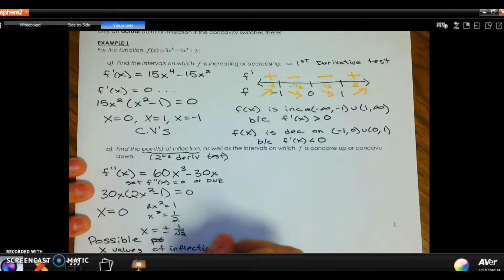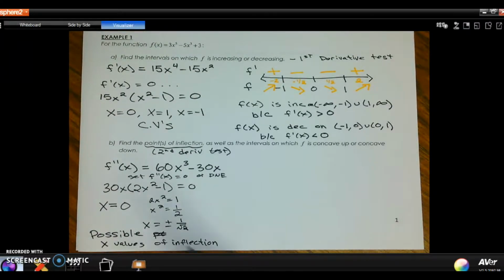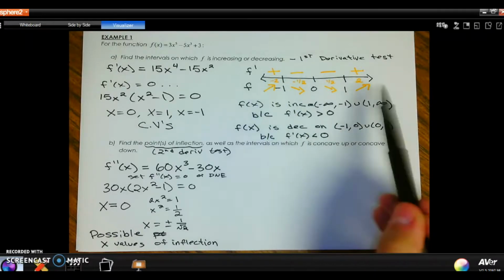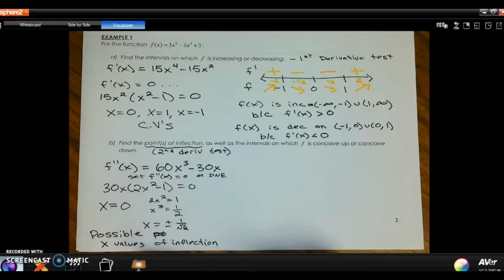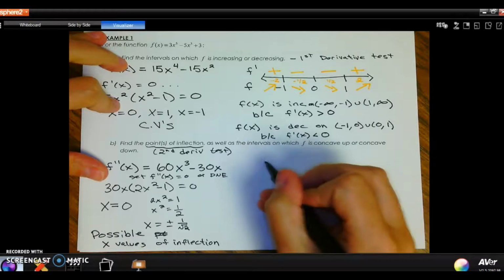Okay? And it's really important here that you realize that they are possible. So it is only a point of inflection if you actually change concavity. So just like up here how the sign chart doesn't always alternate, it's only going to be a point of inflection, or an x value of inflection, if it actually changes concavity there. So these are just possible points of inflection. And now I'm going to do a sign chart.